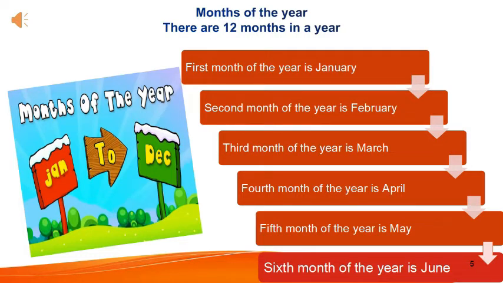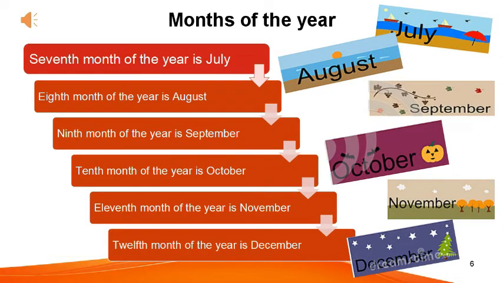The fifth month of the year is May. The sixth month of the year is June. The seventh month of the year is July. The eighth month of the year is August. The ninth month of the year is September. The 10th month of the year is October. The 11th month of the year is November. The 12th month of the year is December.